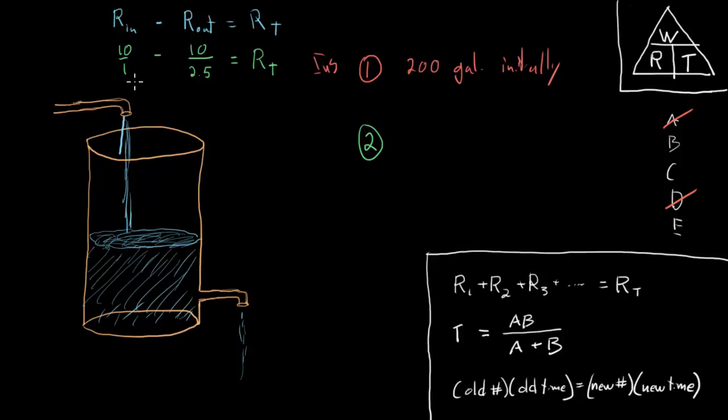We don't need to know that number, but now we do know that the information in statement number 2 is enough to answer the question. Number 2 is sufficient on its own, so we click B.